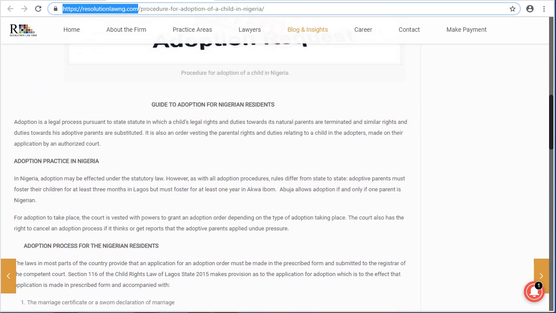Adoption practice in Nigeria. In Nigeria, adoption may be effected under the statutory law. However, as with all adoption procedures, rules differ from state to state. Adoptive parents must foster their child for at least 3 months in Lagos, but must foster for at least 1 year in Akwa Ibom. Abuja allows adoption if and only if one parent is Nigerian.